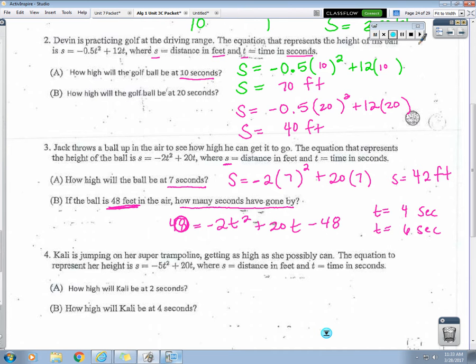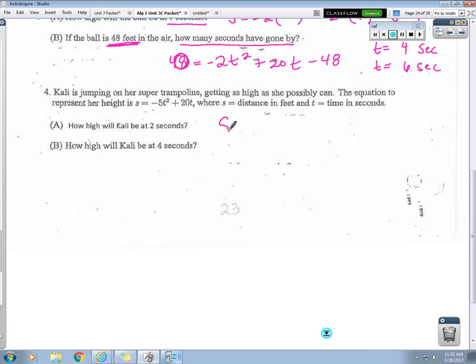Okay, try number 4. S equals negative 5t squared plus 20t, where S is distance in feet, and the t's are time in seconds. So if Kaylee's jumping on her trampoline, getting as high as she possibly can, the equation to represent her height is S equals negative 5t squared plus 20t. How high will she be in 2 seconds? Okay, after 2 seconds, she will be 20 feet.